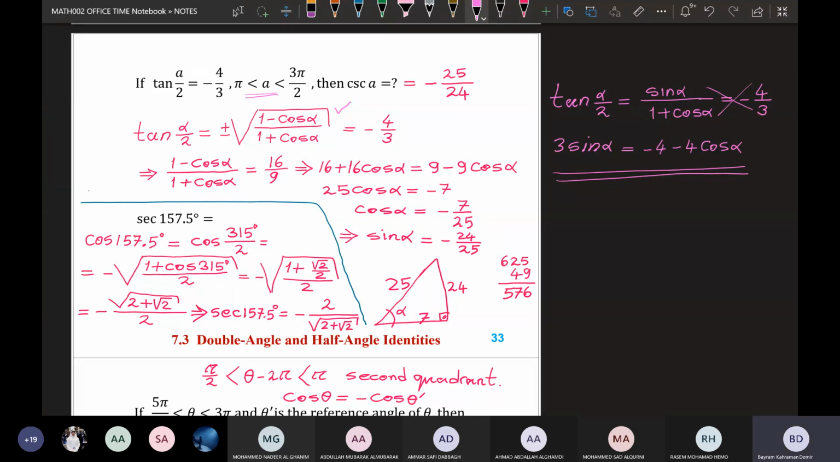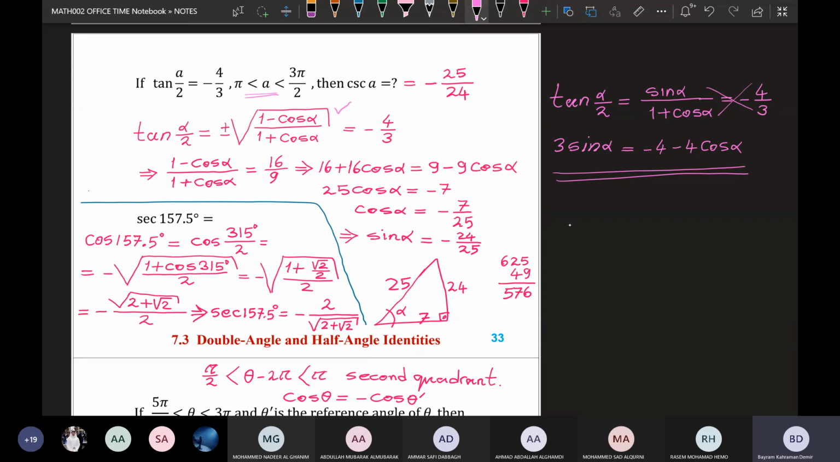Now, another nice question is secant of 157.5. So I need to look at cosine, of course. Cosine 157.5 is the half of 315 degree, right? 157.5 is half of 315 degree.